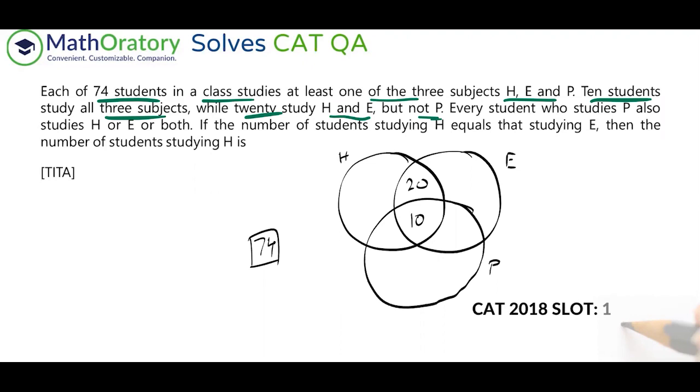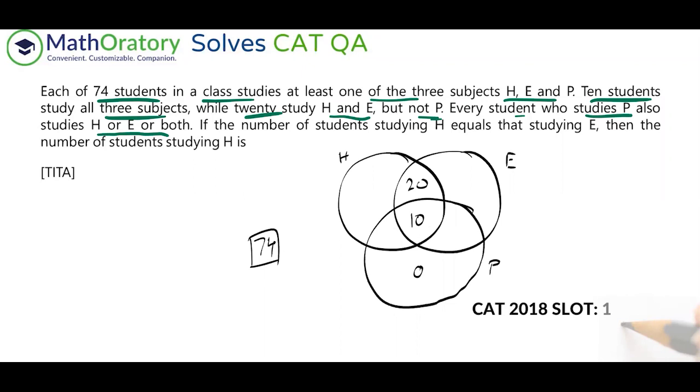Now the next information is interesting. It tells us that every student who studies P also studies H or E or both. So what does that mean? If you are studying P, you're definitely part of this region or this region or this region, right? Whatever the subject is, if you're studying that subject, then you have to study at least one more subject. In other words, it implies that nobody is studying only P, right? So this part is zero. So that is also known to us. Great. Now let me just take these things off.